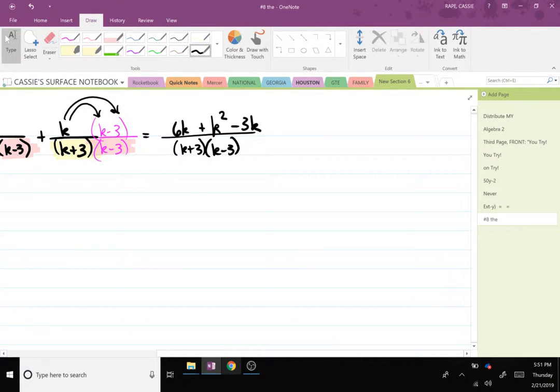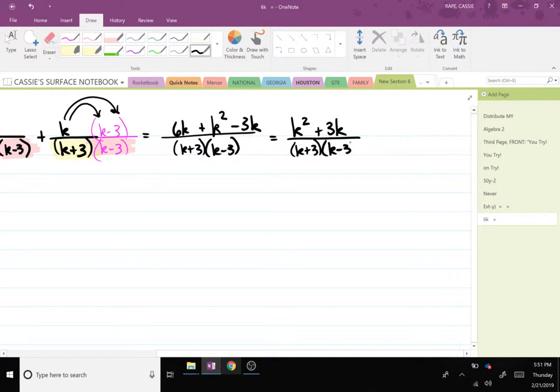So let's do the math in the top. You're going to combine like terms. k squared doesn't have a like term. And then I've got a 6k and a minus 3k, so that would be plus 3k over k plus 3 times k minus 3.